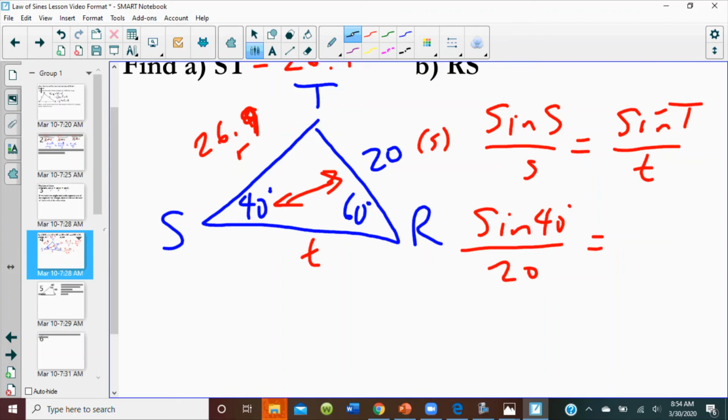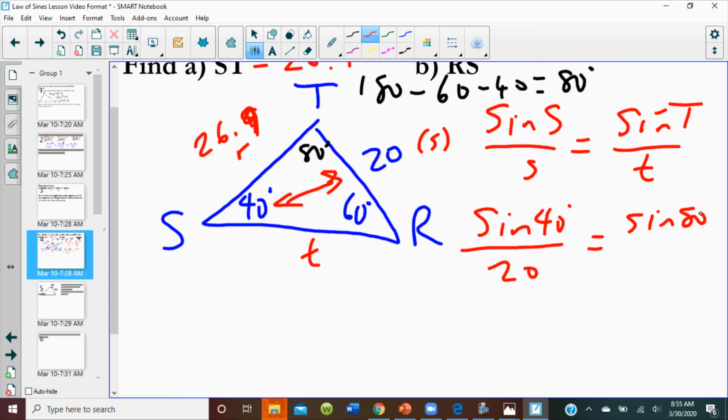We know there are 180 degrees in a triangle. So 180 minus 60 minus 40 should give us a measure of 80 degrees. That's going to be the remaining angle, because the angles in a triangle sum to 180 degrees. So we're going to use 80 degrees here. So the sine of 80 over the unknown value of t.